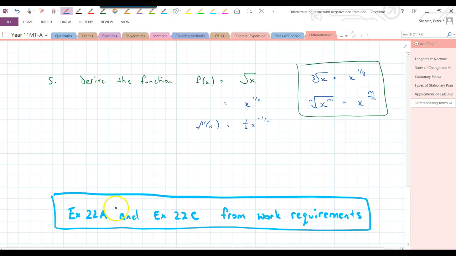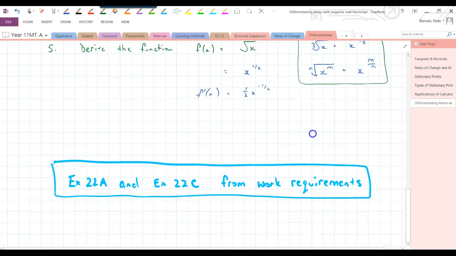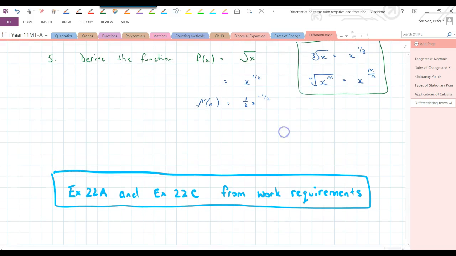Alright, so I reckon now we're ready to go with 22a and 22c. Yeah, we're going to come back and do b, but 22a is negative powers, 22c is fractional powers. We're going to get some practice with those, look at the work requirements. I think that'll be good for us, and we need to really charge through that in class next time I see you. So I'll catch you then.